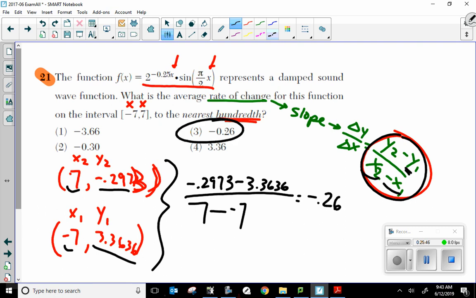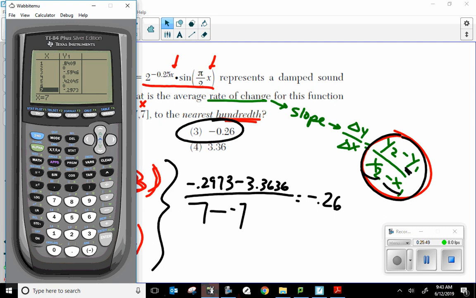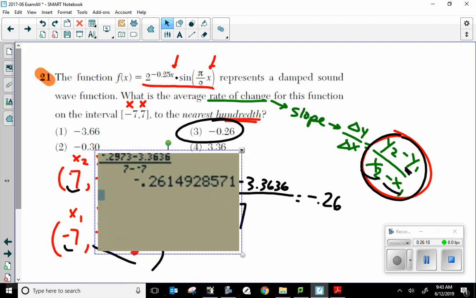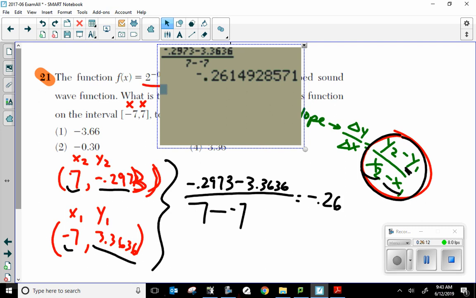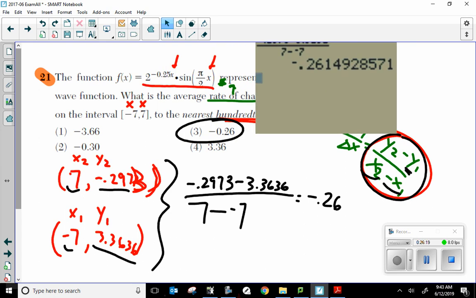No, I should do it in the calculator because I would expect you guys to. Let's use our fraction, and we are going to put those in just as we have them. -0.2973 minus 3.3636 all over 7 minus a -7. Hit enter. There it is, -0.261. And they want that to the nearest hundredth. That will stay a 6 because the number after it is less than 5. Bam, choice 3.